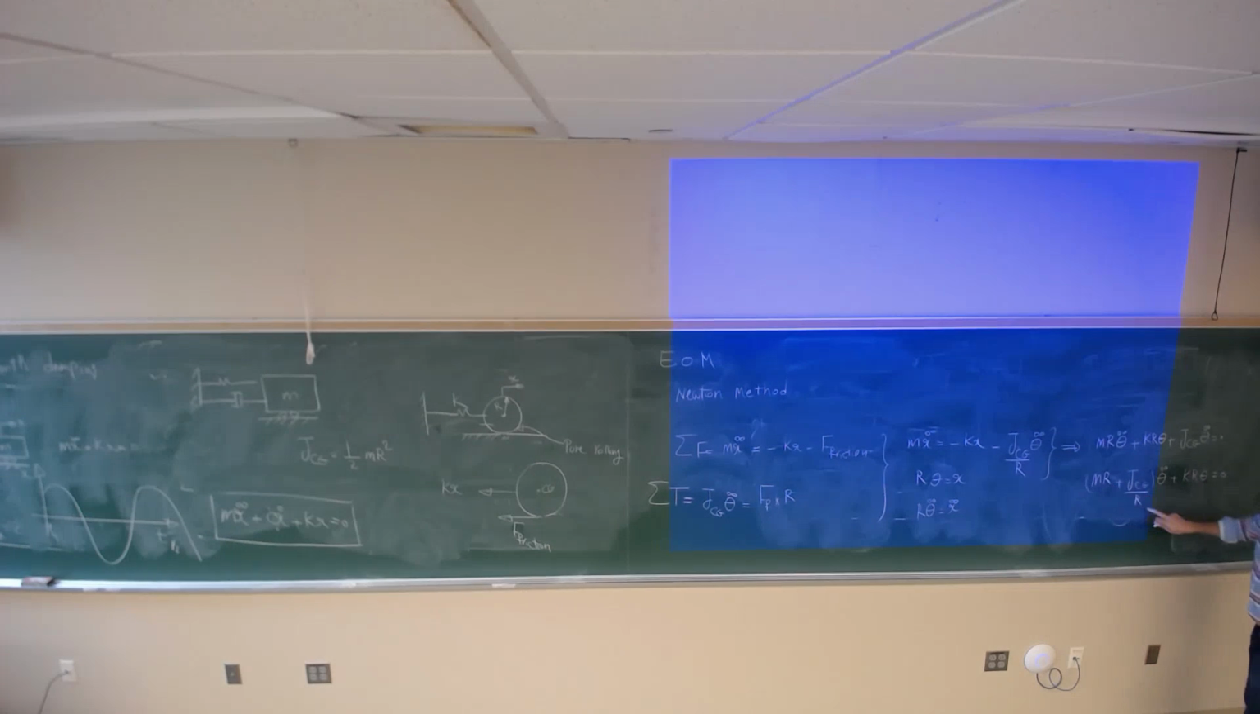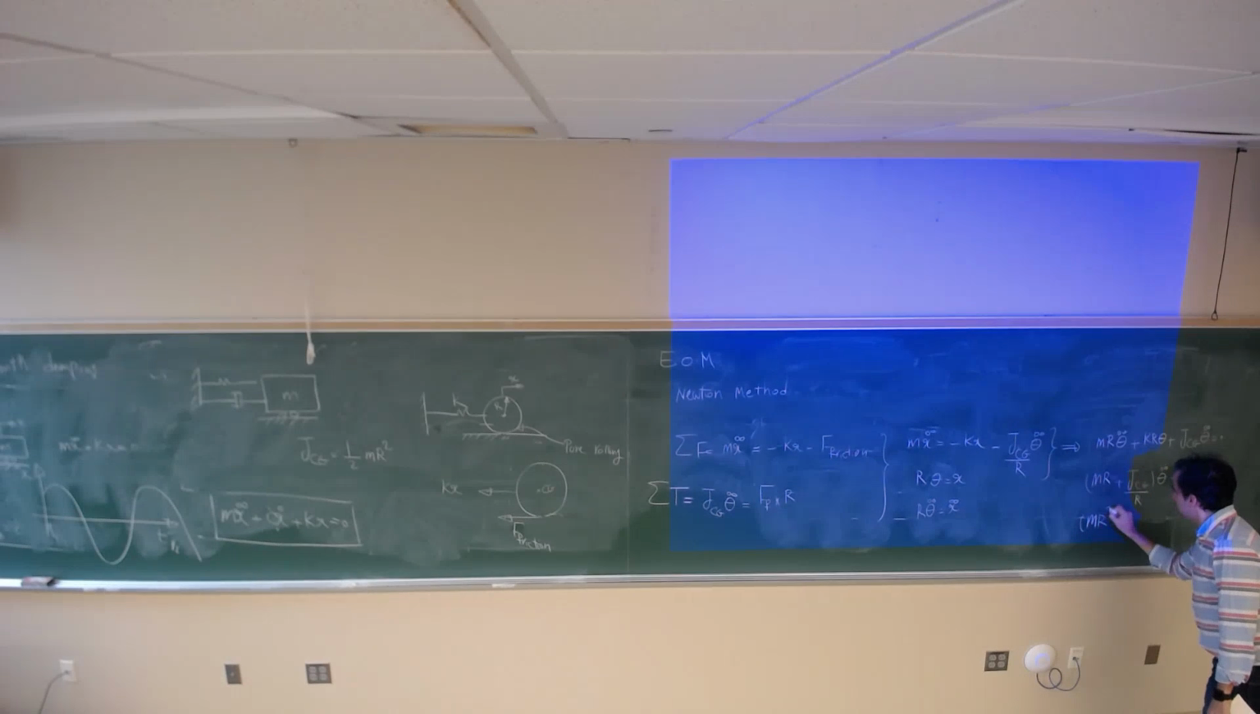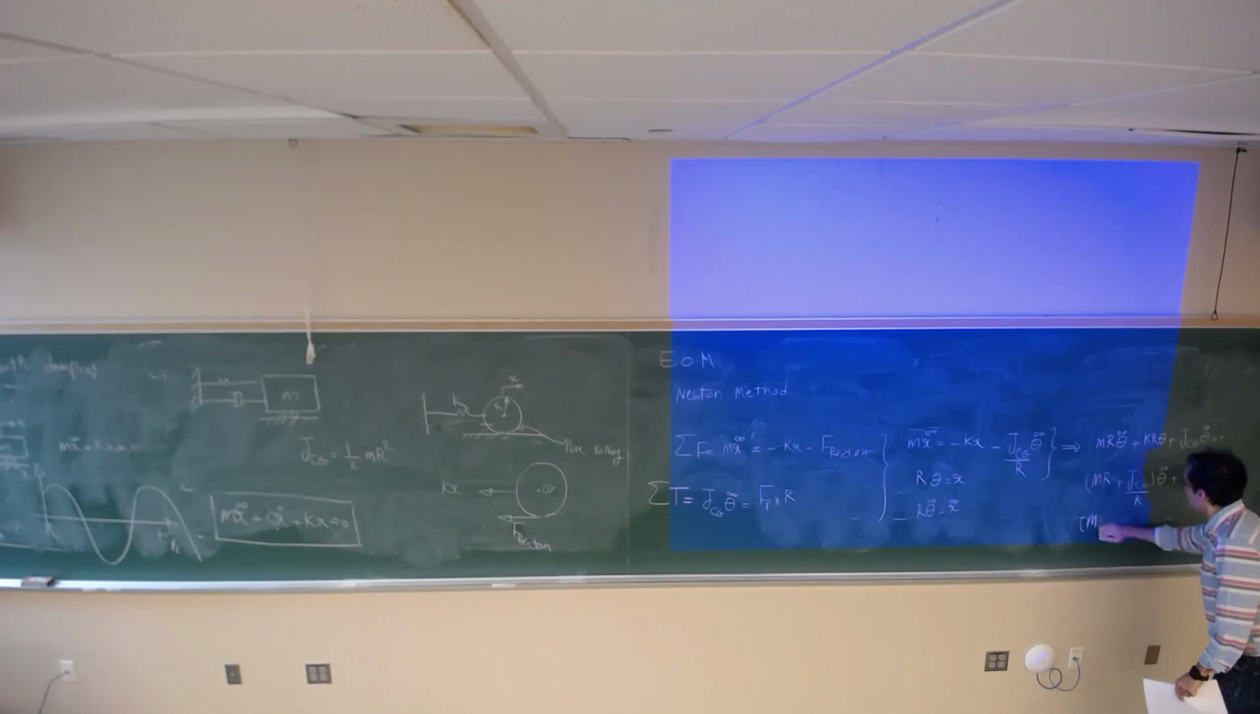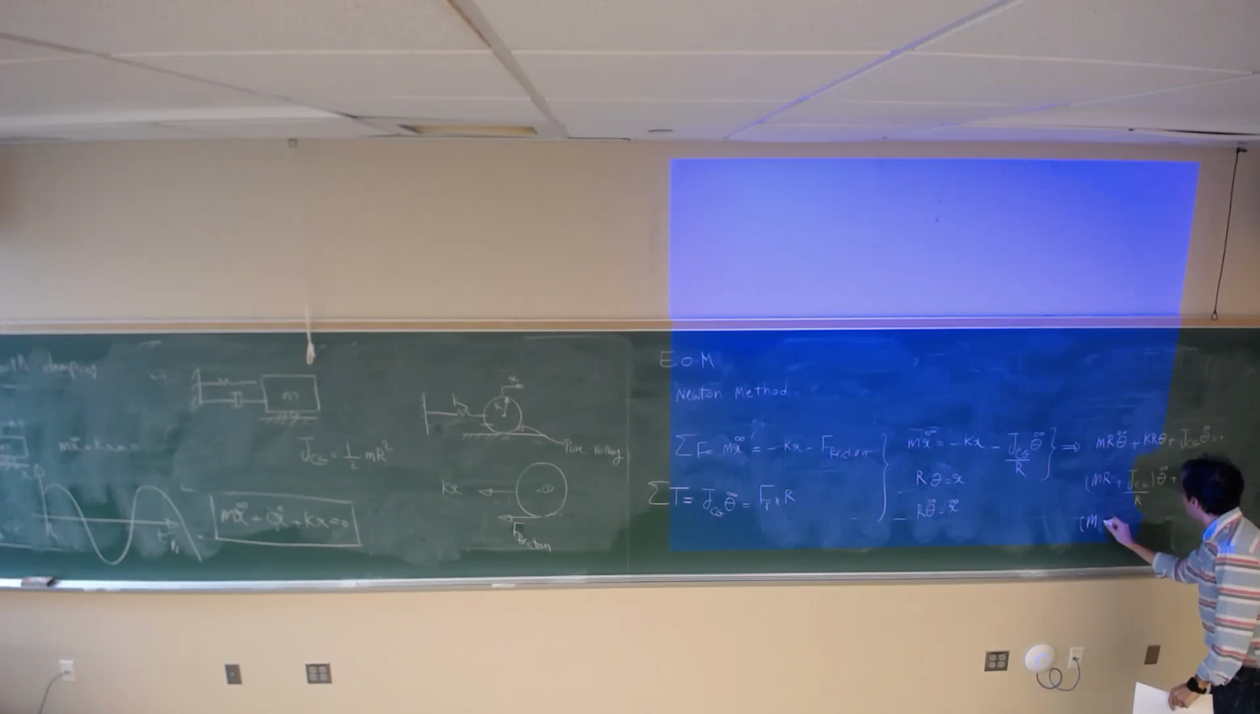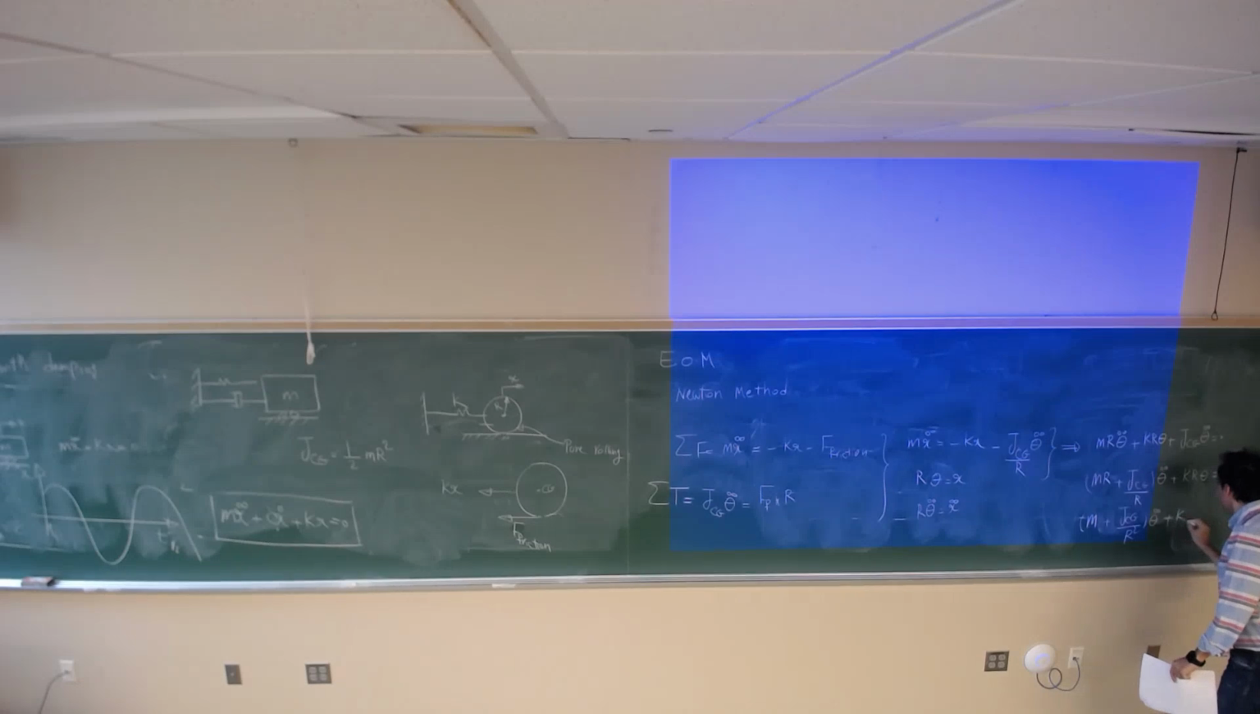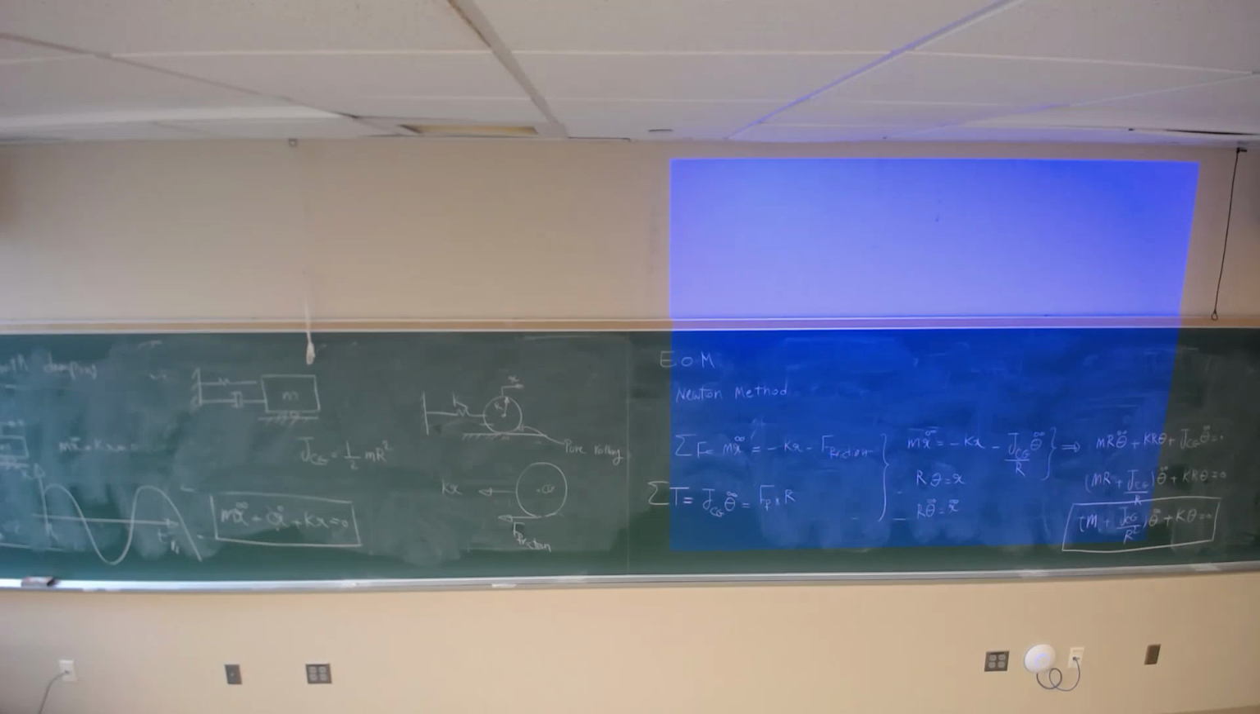So first I'm going to multiply both sides by r. I'm getting (m plus J cg divided by r squared) times theta double dot plus k theta equals 0. So this is going to be the equation of motion for this system.